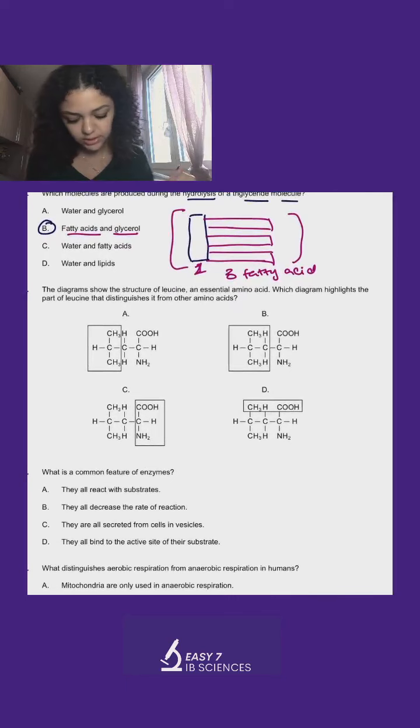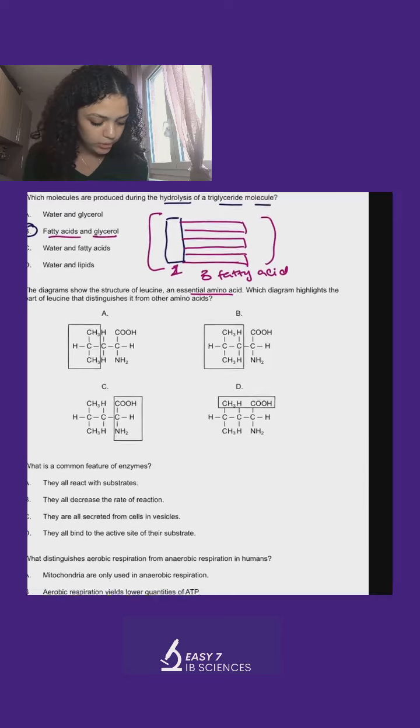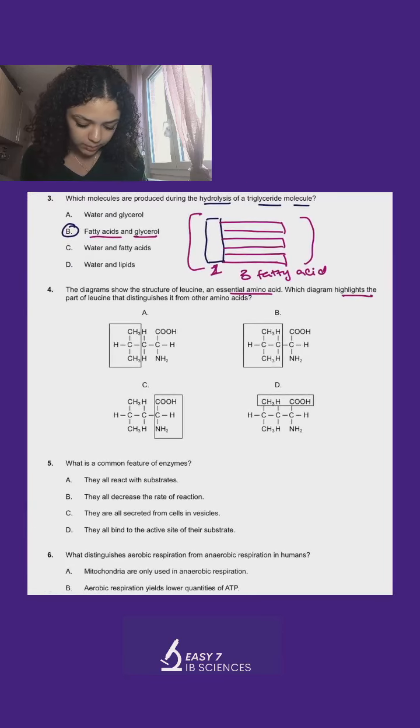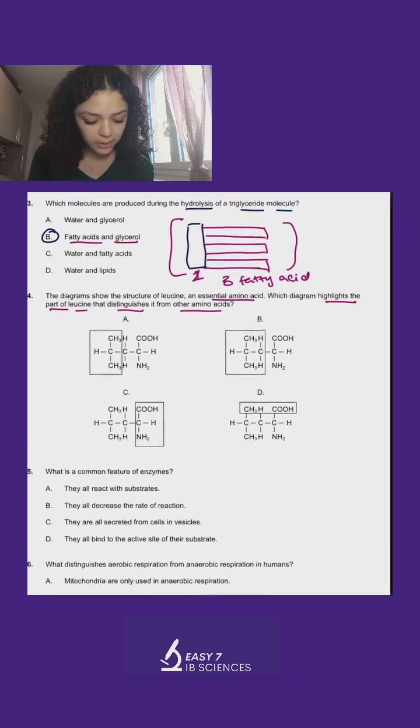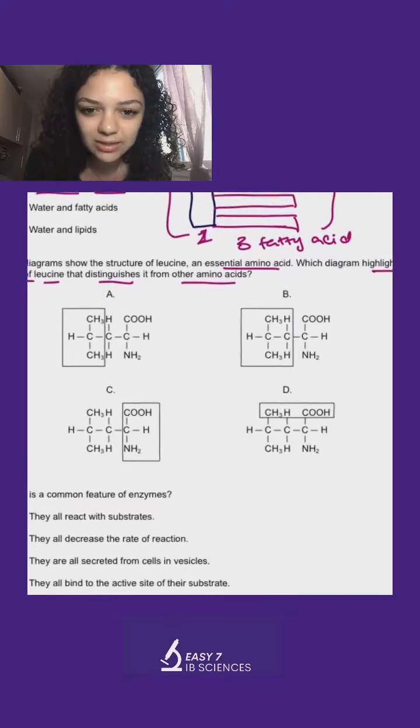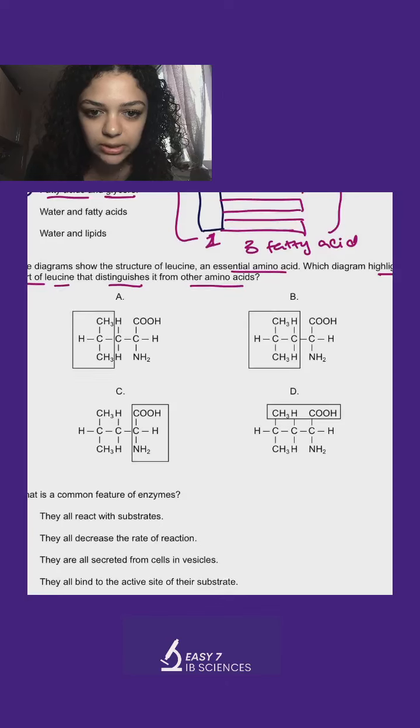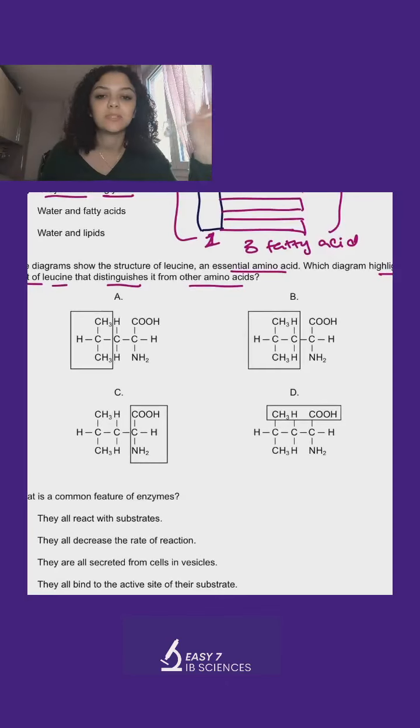It says the diagram shows the structure of leucine, an essential amino acid. Which diagram highlights the part of leucine that distinguishes it from another amino acid? So which part allows us to differentiate this specific amino acid from other amino acids? I'll give you a couple seconds to think about it. I know a lot of students usually hate the diagram questions. I'm just going to zoom in so you can see, but try to reflect. What's going to help us differentiate?